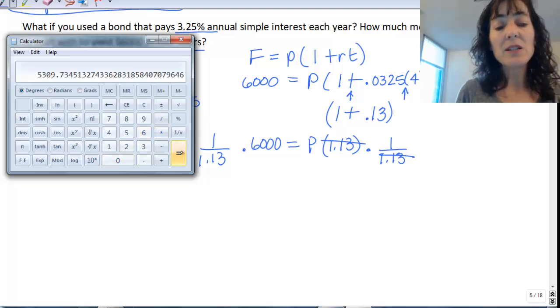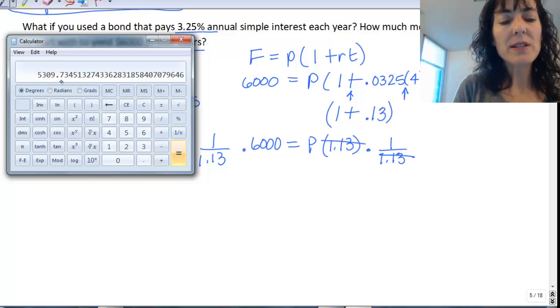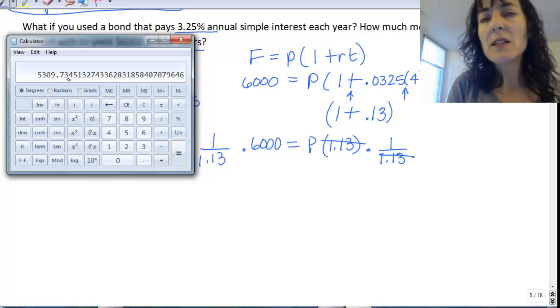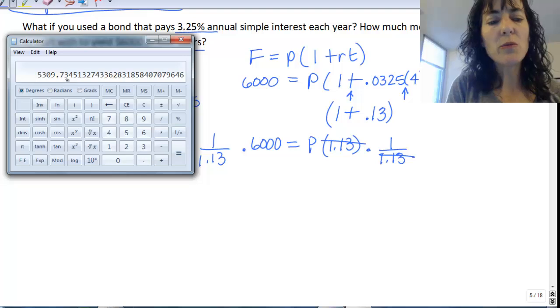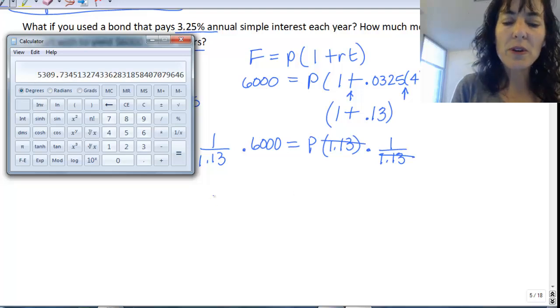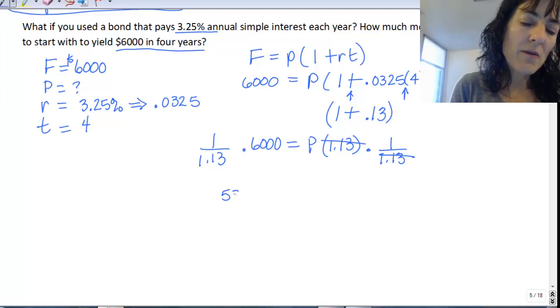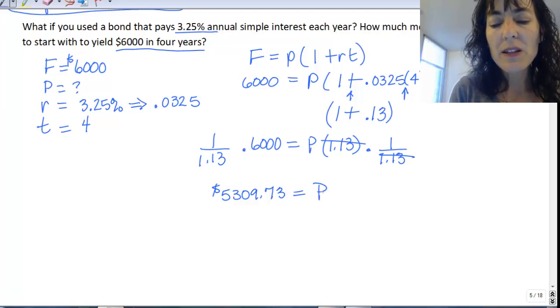And then it tells me 5309.734, and since the 4, that third digit, is less than 5, I do not change the digit before it, the 3, so it'll stay the same. So it's 5309.73. And that is my P.